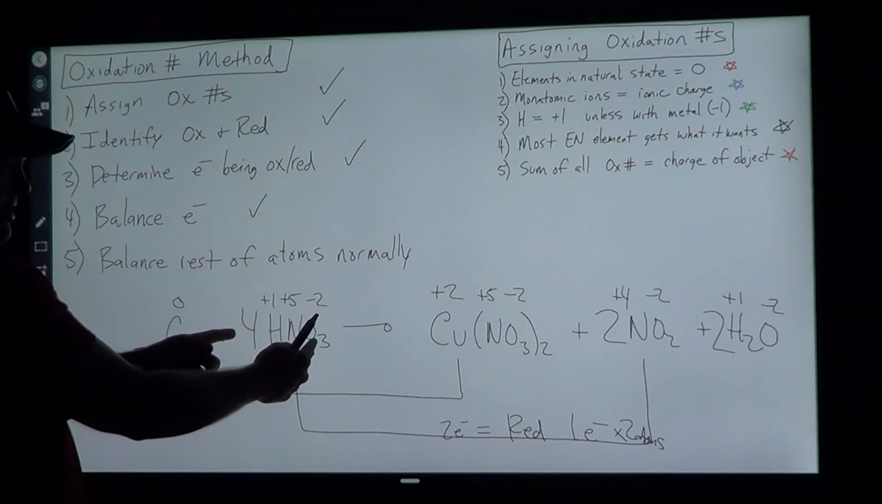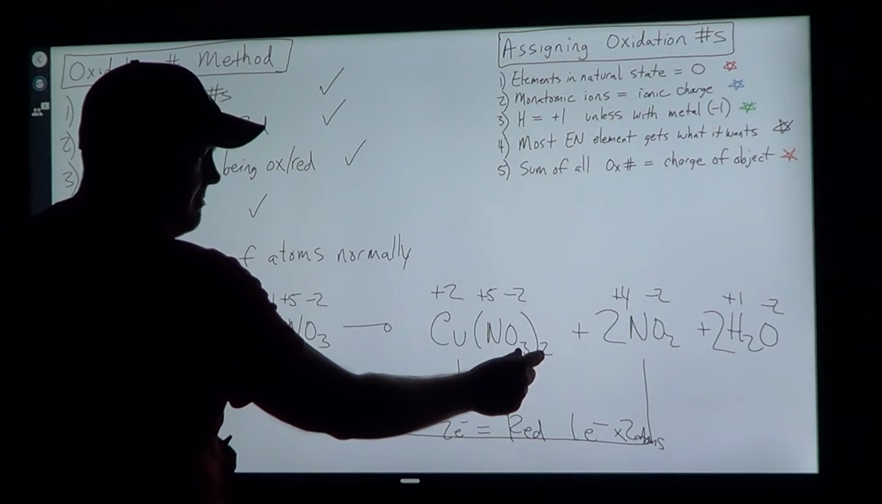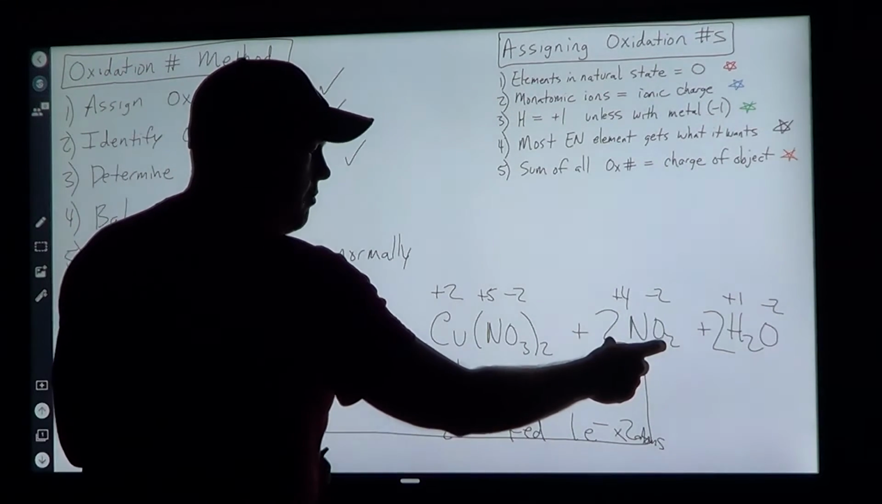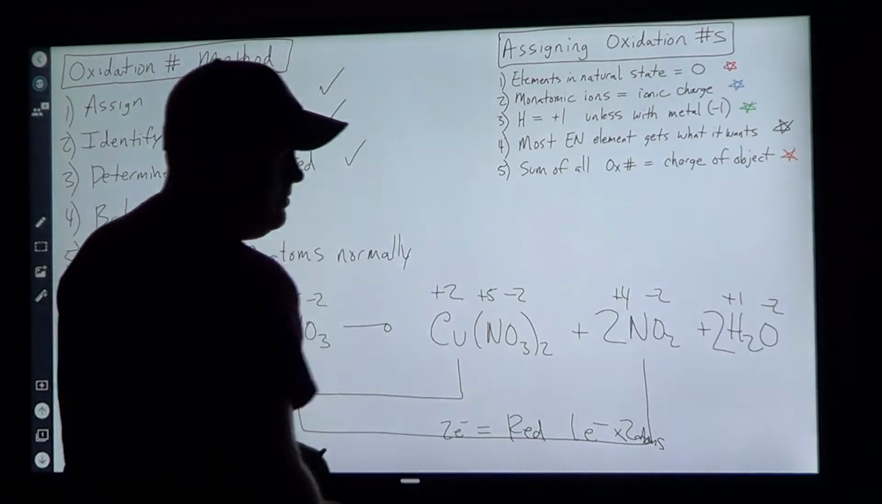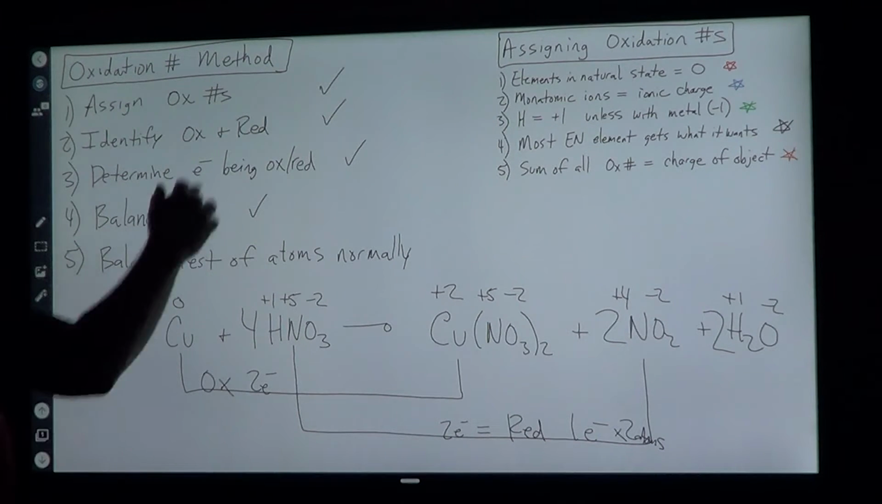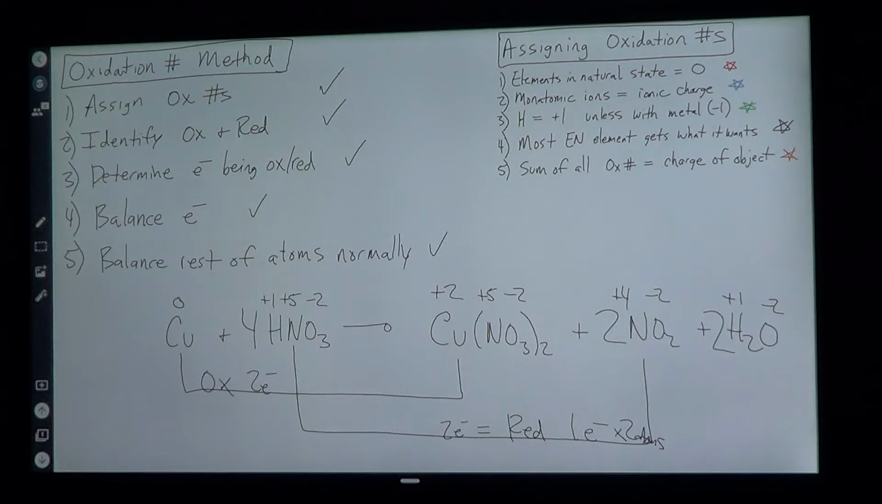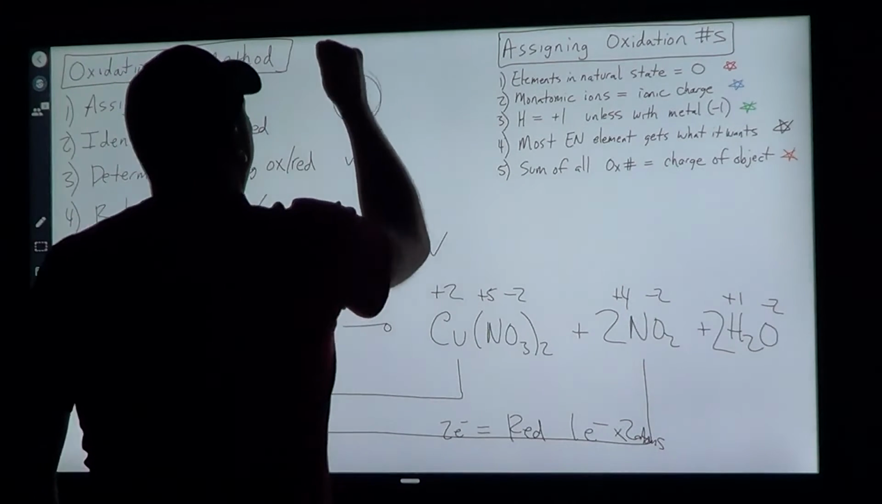We have 12 oxygens on the left. We have 6 in the first chemical on the right, plus 4, plus 2 is 12. Okay? And you just have to go through this checklist every single time. And it's just a matter of how fast can you do it. Okay? So we're going to pick another one.